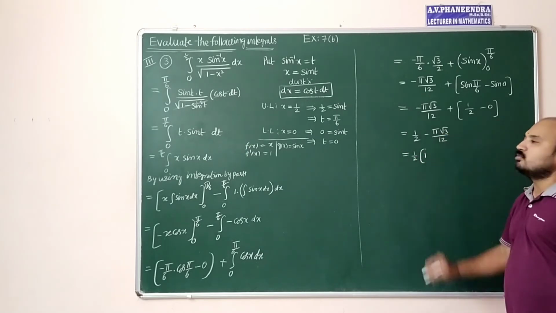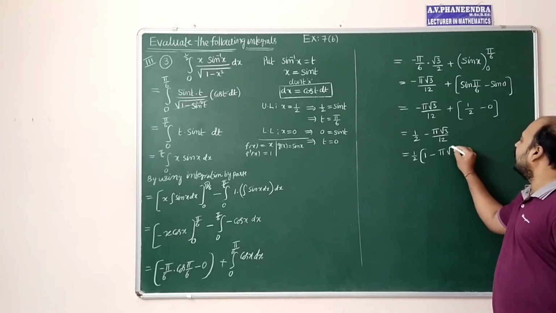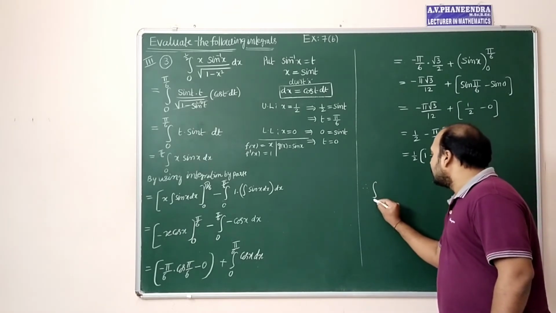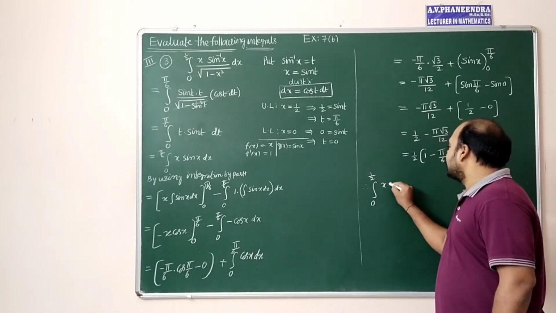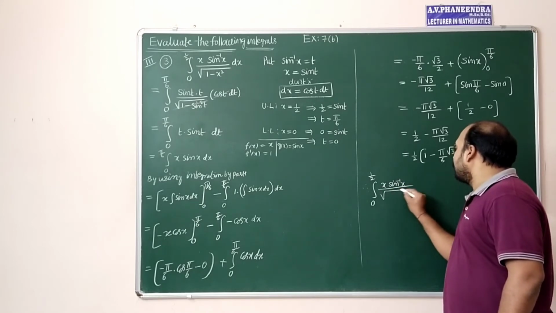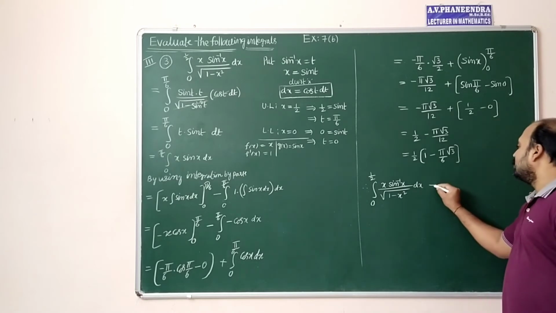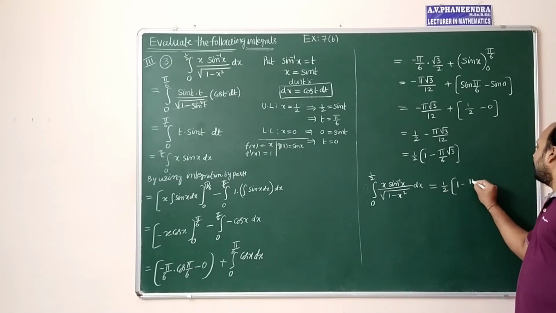Here 1 by 2 minus pi root 3 divided by 6. Therefore, integral 0 to 1 by 2 of x into sin inverse x whole divided by square root of 1 minus x squared into dx is equal to 1 by 2 into 1 minus pi by 6 into root 3.